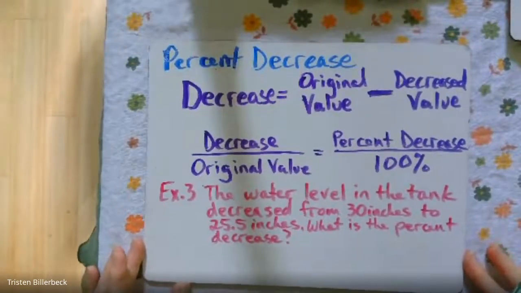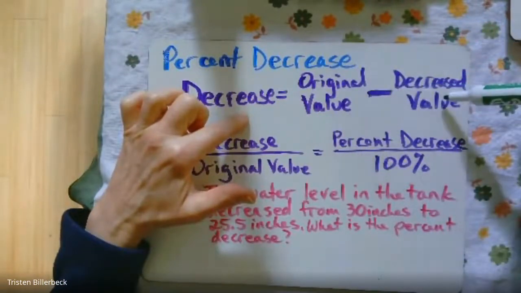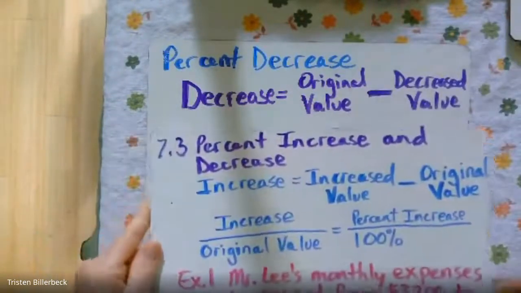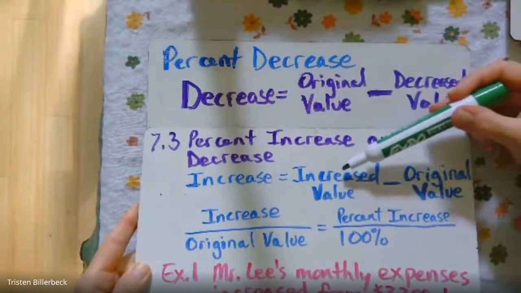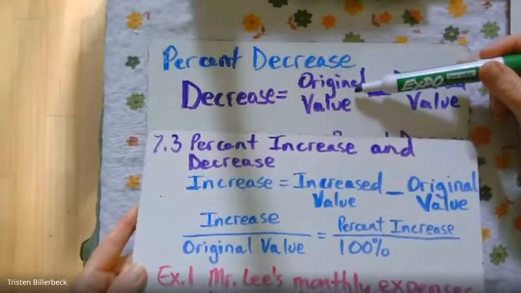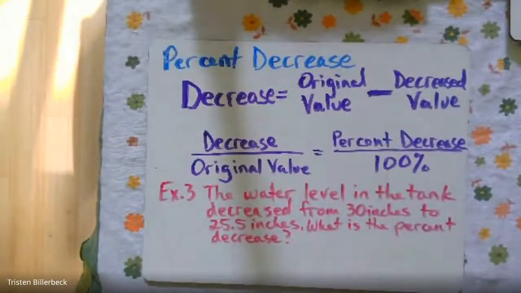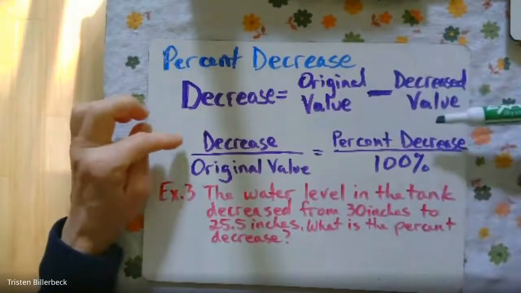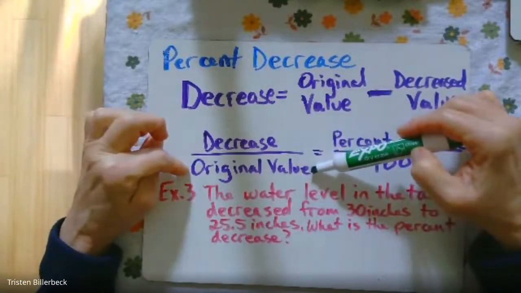Okay, so for percent decrease, we have decrease equals the original value minus the decrease value. Now for increase, let's look at the difference in these formulas. For the increase, the original value is subtracted from the increase value. But with the decrease value, it's getting smaller than the original value, so we take the original value minus the decrease value. We set this up with decrease percent over 100%, equal to decrease over the original value.